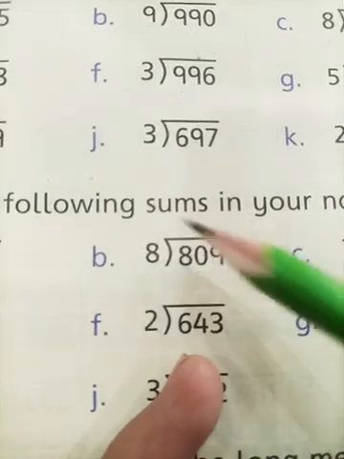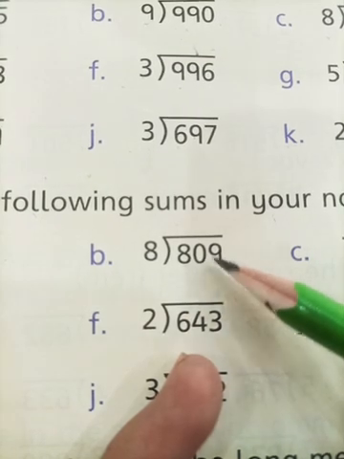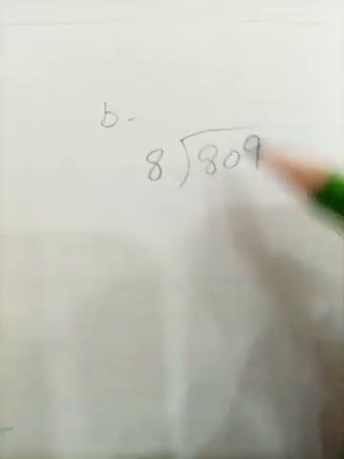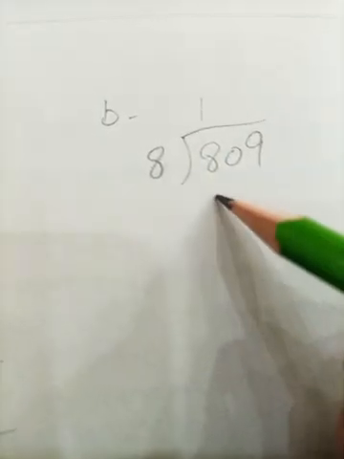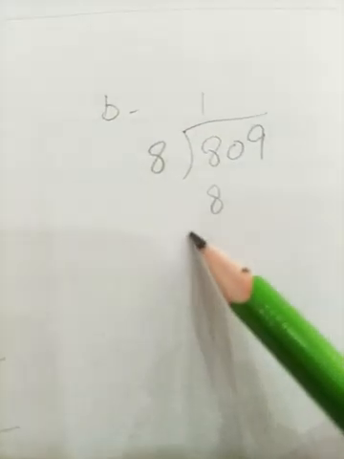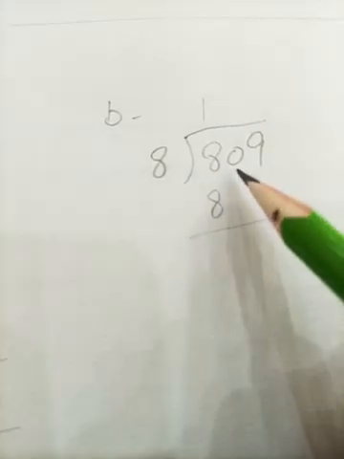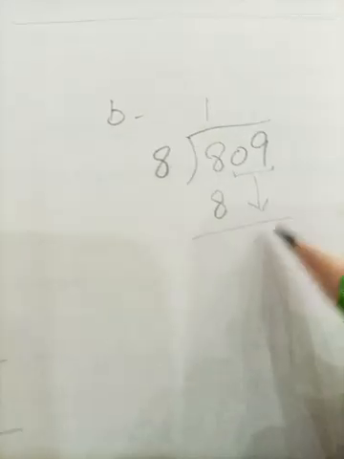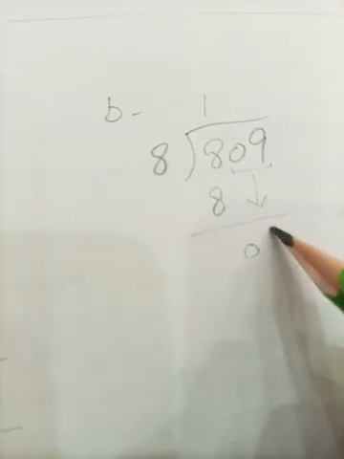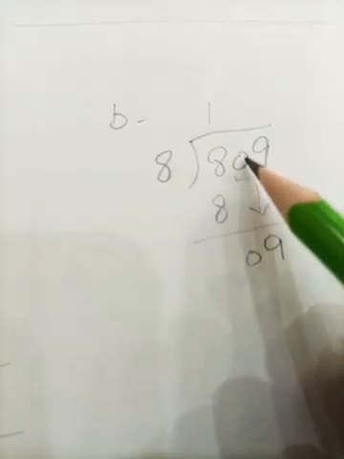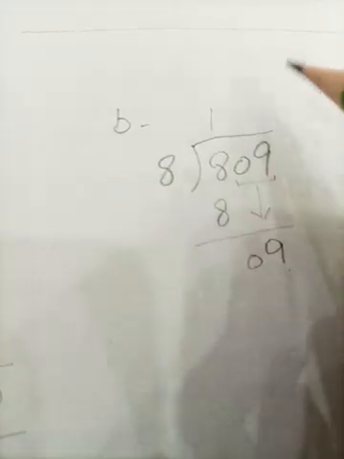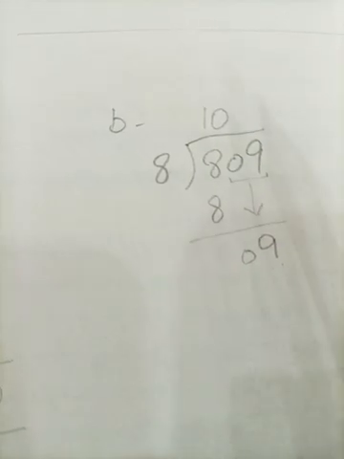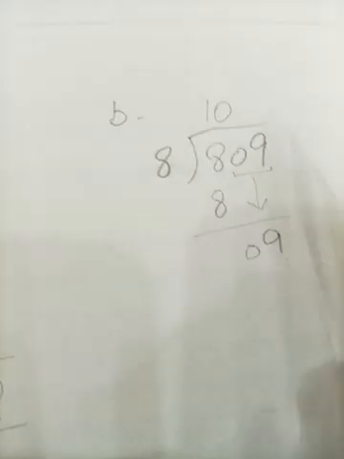Next, in part B, 809 is being divided by 8. Let's divide it, students. 8 ones are 8. Next, I am taking these two digits down here. So students, as I am taking two digits of my dividend altogether, I will write a 0 in my quotient as we have discussed earlier. Have you remembered it? Very good.